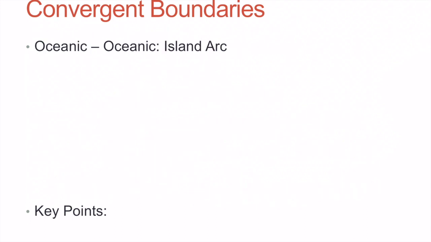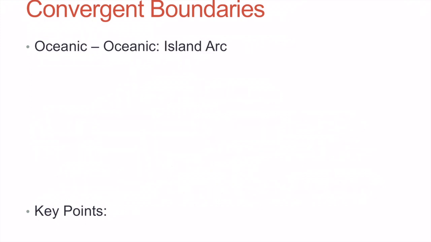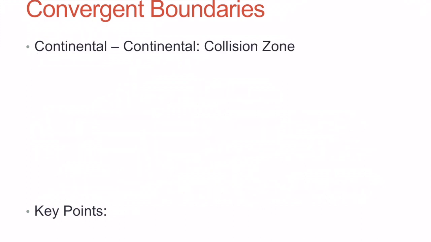Okay. Here we have another one. This is oceanic and oceanic. The idea is basically the same here, but instead of having our continental crust here, right here we're going to have a second oceanic crust. We still get volcanoes at an oceanic boundary. Okay, so we're going to skip that one.